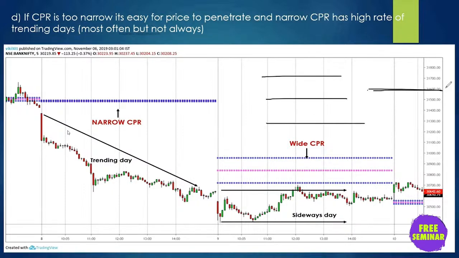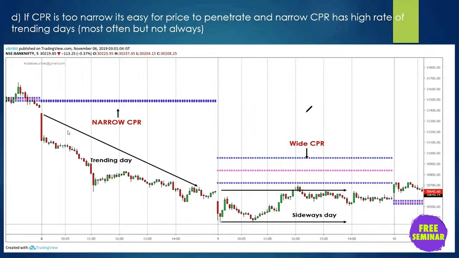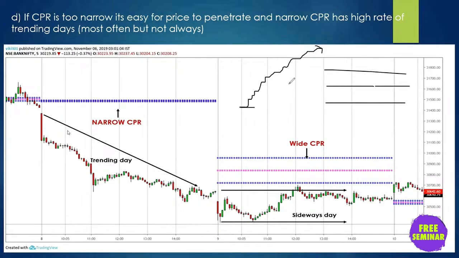Okay, you can take a guess whether it's going to be a wide or a narrow CPR. How? The pivot point CPR is set based on the previous day's price action. For example, if on Monday the market had a huge trending day, you are likely to see a wide CPR on your chart. So a trending day leads to a wide CPR.